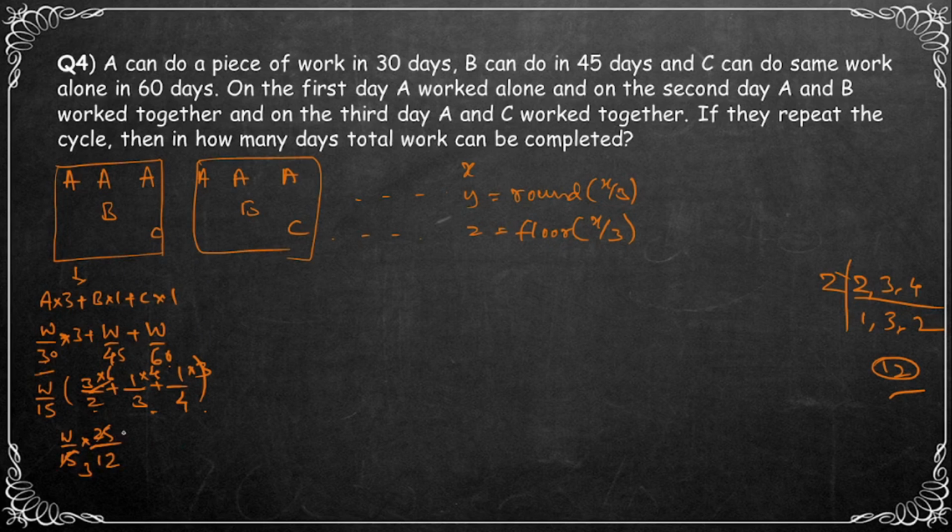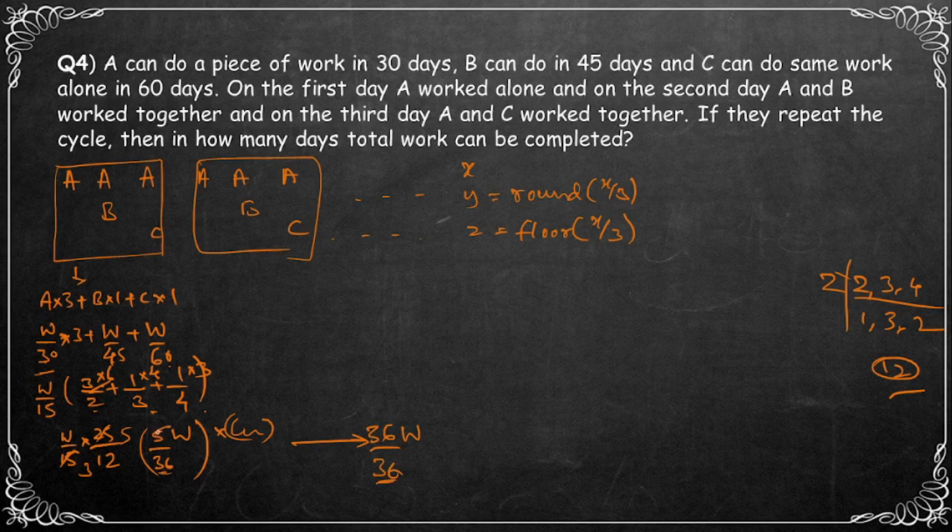So 5 threes are 15, so the amount of work done in one pattern is 5 by 36 of W. Our goal is to repeat this pattern some times to get the total amount of work done. So total amount of work to get done means 36 by 36, right? Since we have denominator 36, I am doing that.